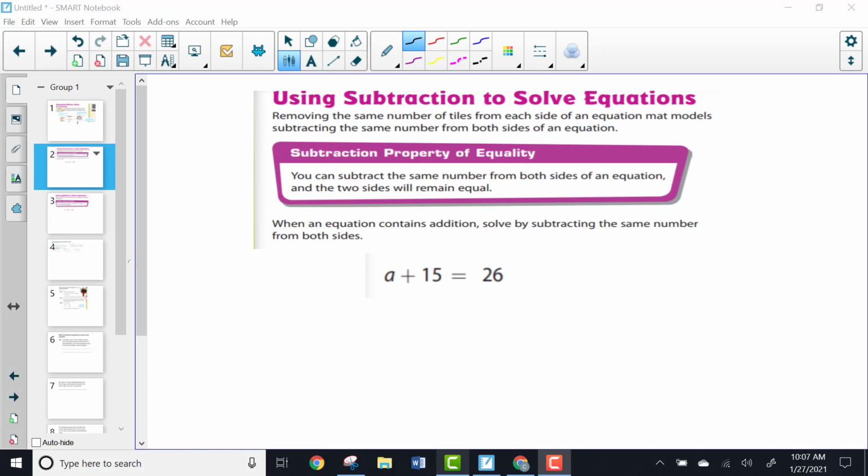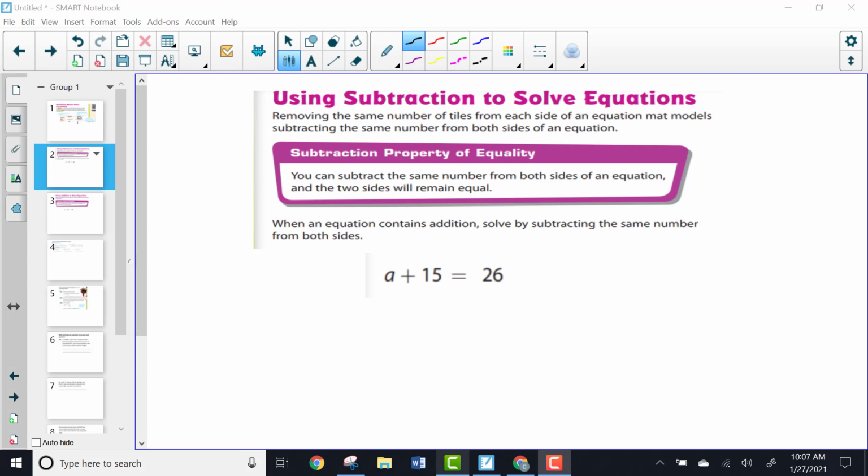So what we're going to be doing, we're going to take a look at these equations and we're going to try to find the solution to them. In other words, we're going to try to find the value of that variable to make this equation true. Now we're going to take a look at using subtraction to solve equations and also using addition to solve equations.